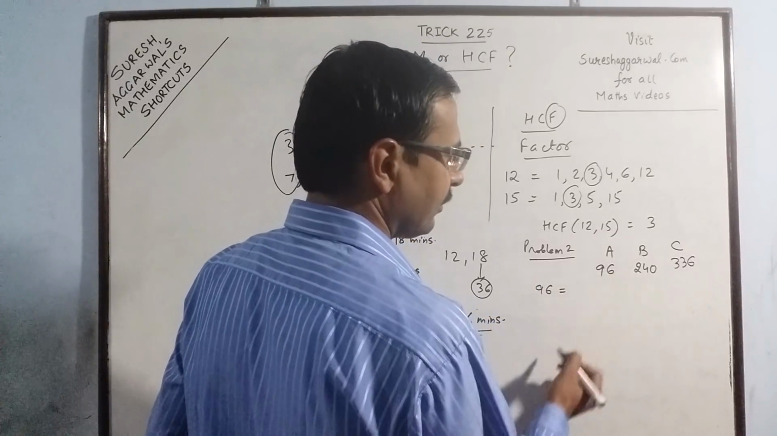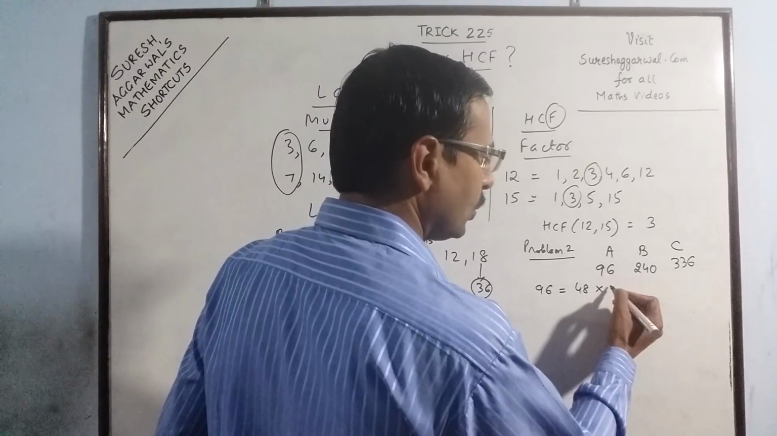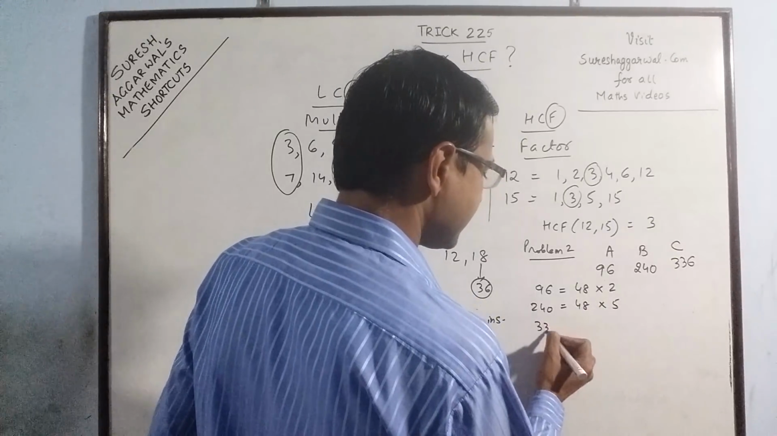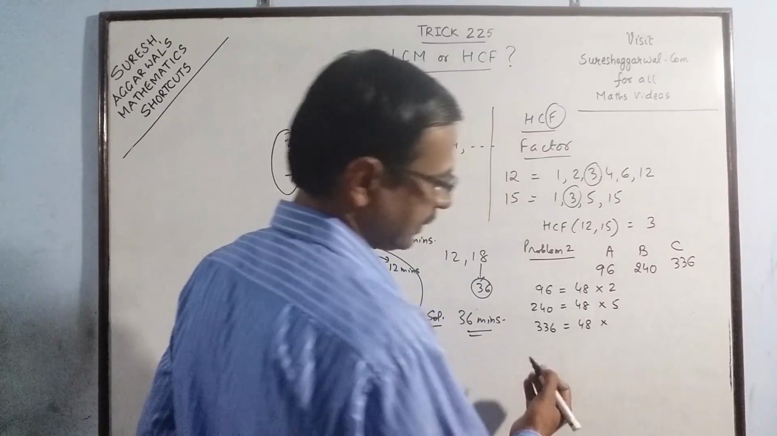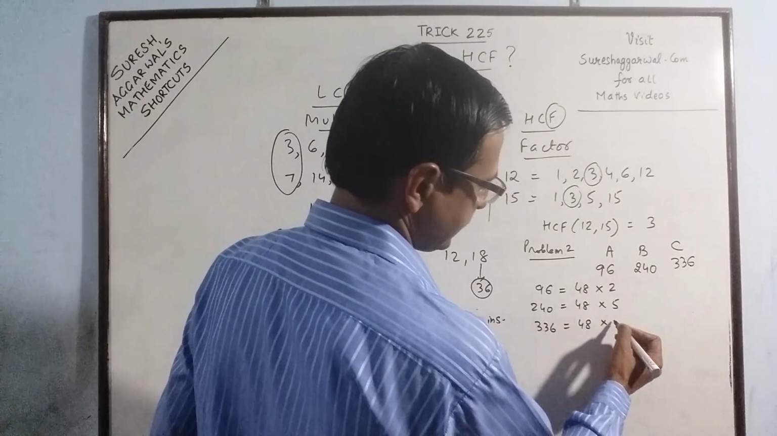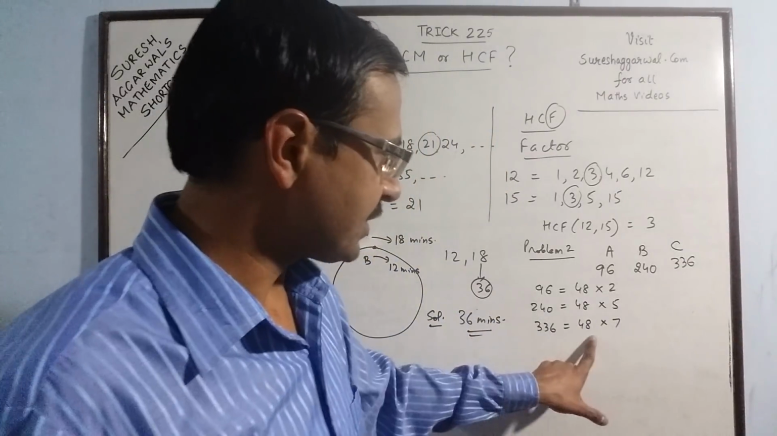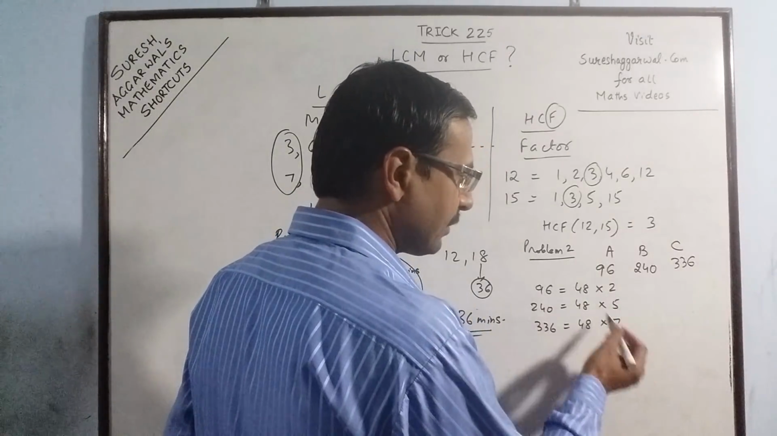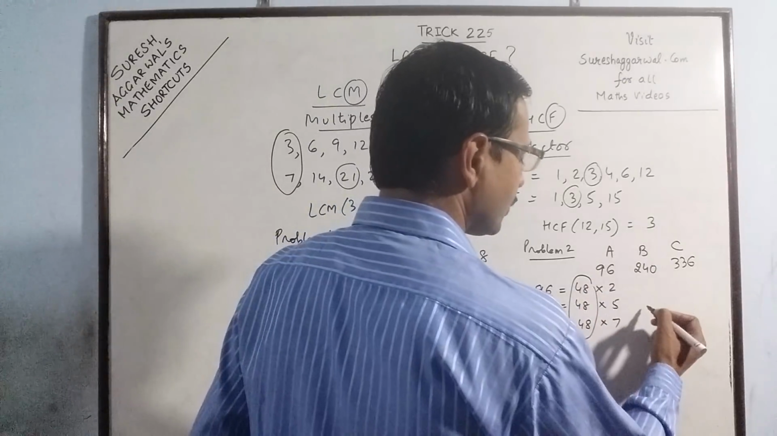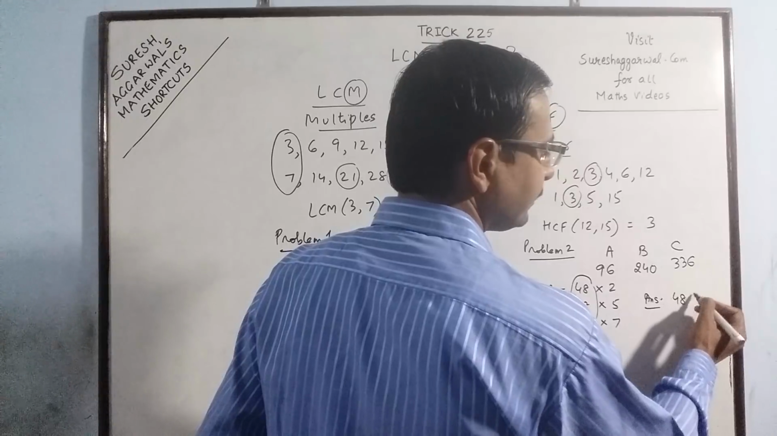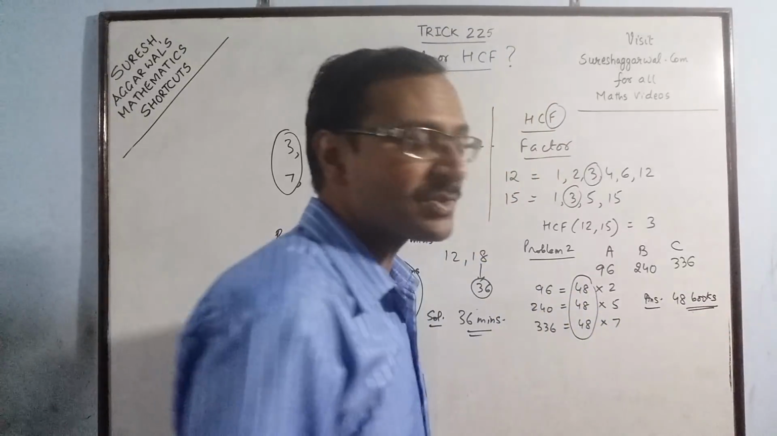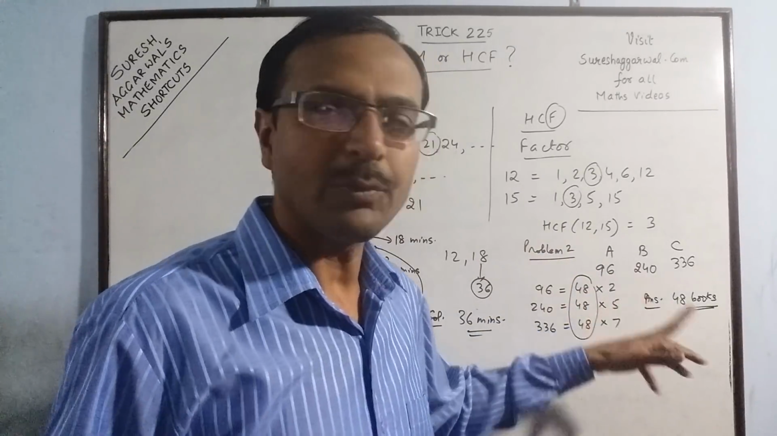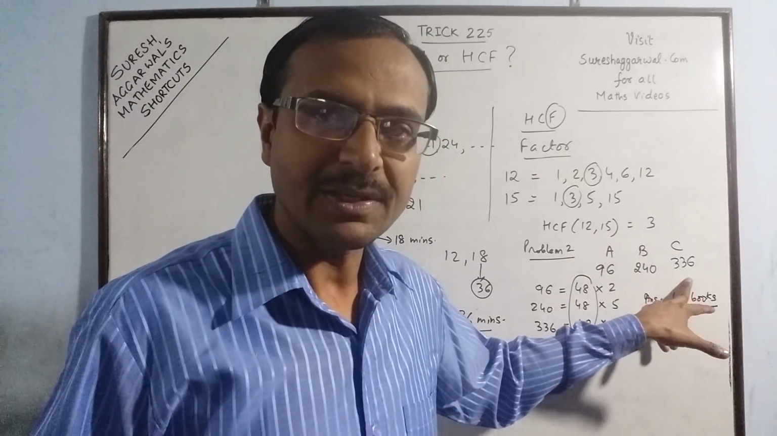I know that 96 is 48 into 2, 240 is 48 into 5, and 336 is 48 into 7. 7 8s are 56, 6 5s are 30, 7 4s are 28, and 3 more 5, 33. So see, 2, 5, 7, they are all prime numbers, so 48 is the common factor, so the answer is 48 books. That means stacks of 48 books have to be made. Now 48 into 2 is 96, so 2 stacks; 48 into 5 is 240, 5 stacks; 48 into 7 is 336, 7 stacks.